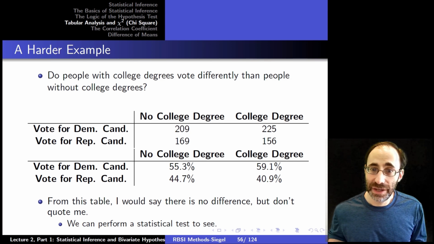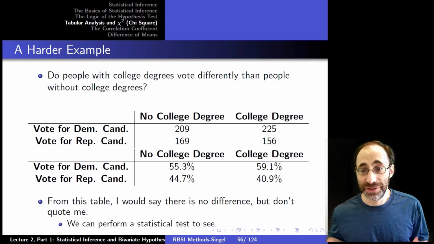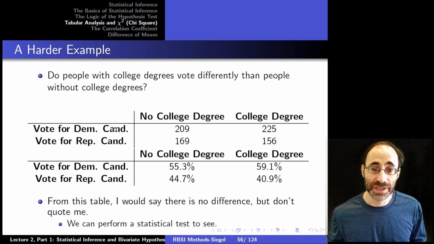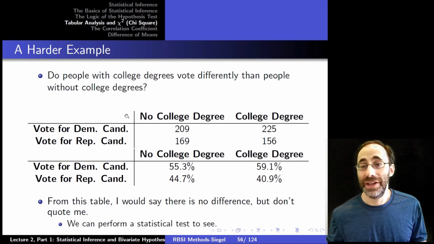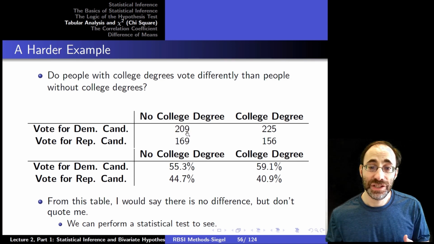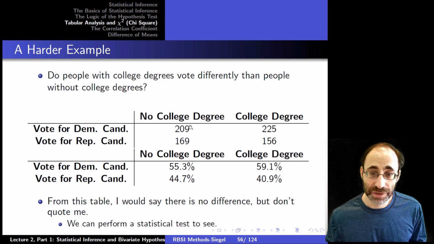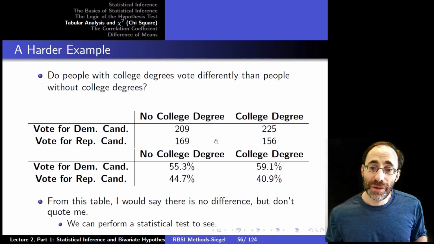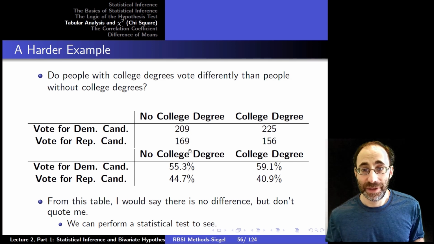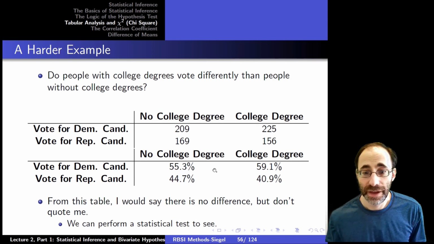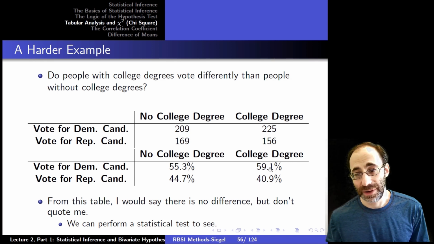Do people with college degrees vote differently from people without college degrees? This is a different example, and again, we have two different categories, the same two categories for the dependent variable, but our independent variable is no college degree and college degree. And again, we put the number of individuals in each of the cells. And we have 209 over here, so no college degree and vote for Democrat, and so on and so forth, with a different number in each one. If we were to figure out what percentage of each of the independent variables ended up with each dependent variable, we would get numbers that are pretty close. 55% of those with no college degree voted Democrat, and 59% of those with college degree voted for Democrat.